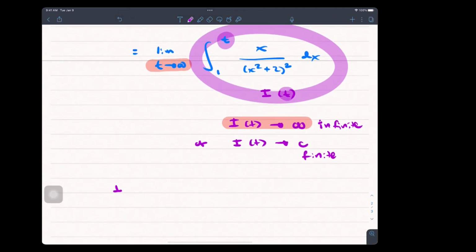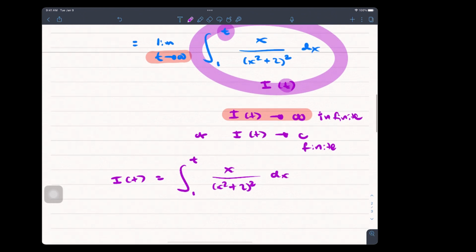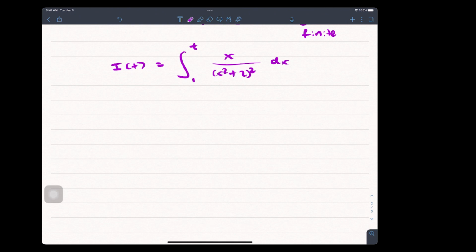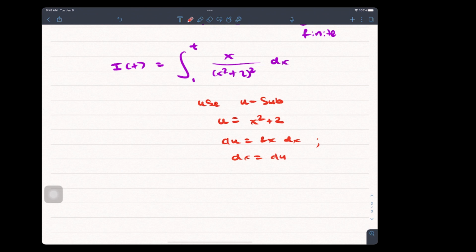Okay, so what I kind of do is I'll say I of t now becomes what? Let's integrate from 1 to the variable t, x over x squared plus 2 squared dx. How would you guys integrate this, by the way? What do you guys think? What's the integral for this? Anybody know how you would integrate x over x squared plus 2 squared? What would you use? You're going to use u sub. Is that true? What is u? X squared plus 2. Then du becomes 2x dx, or really dx is du over 2x.